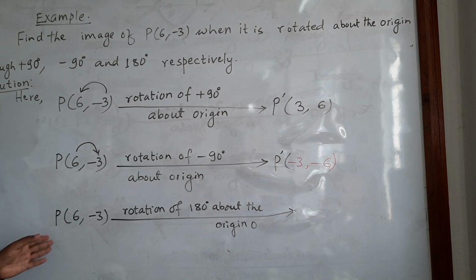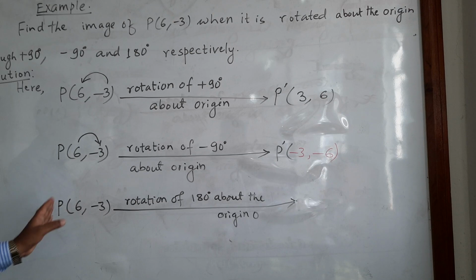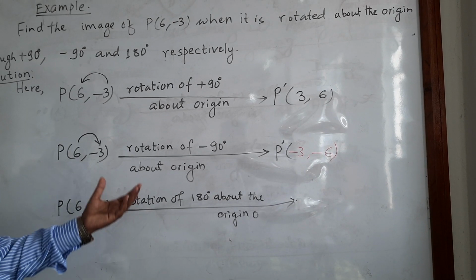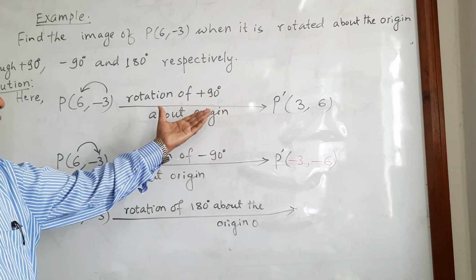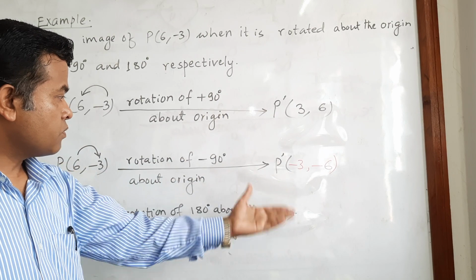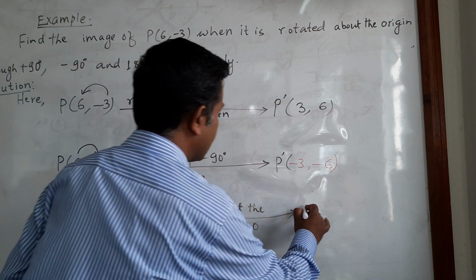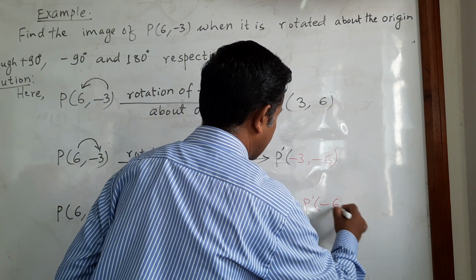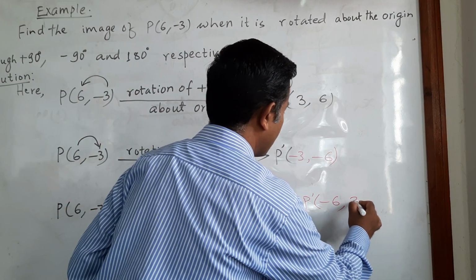If it becomes difficult for you to remember the formula of minus x, minus y, if you forget it sometimes in exam time, just remember that rotation of 90 degrees twice also gives you the same result. So its image will be minus 6, and minus times minus 3 will be plus 3.